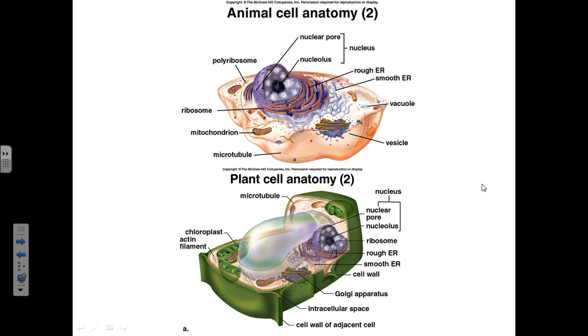But where you get differences are like the chloroplast in the plant, not in the animal. The wall in the plant cell, not in the animal. That's the big water vacuole we were talking about. So plant cells have that big old water vacuole. Animal cells might have some little vacuoles, but they don't have those huge, big old things in the middle. Does that make sense?